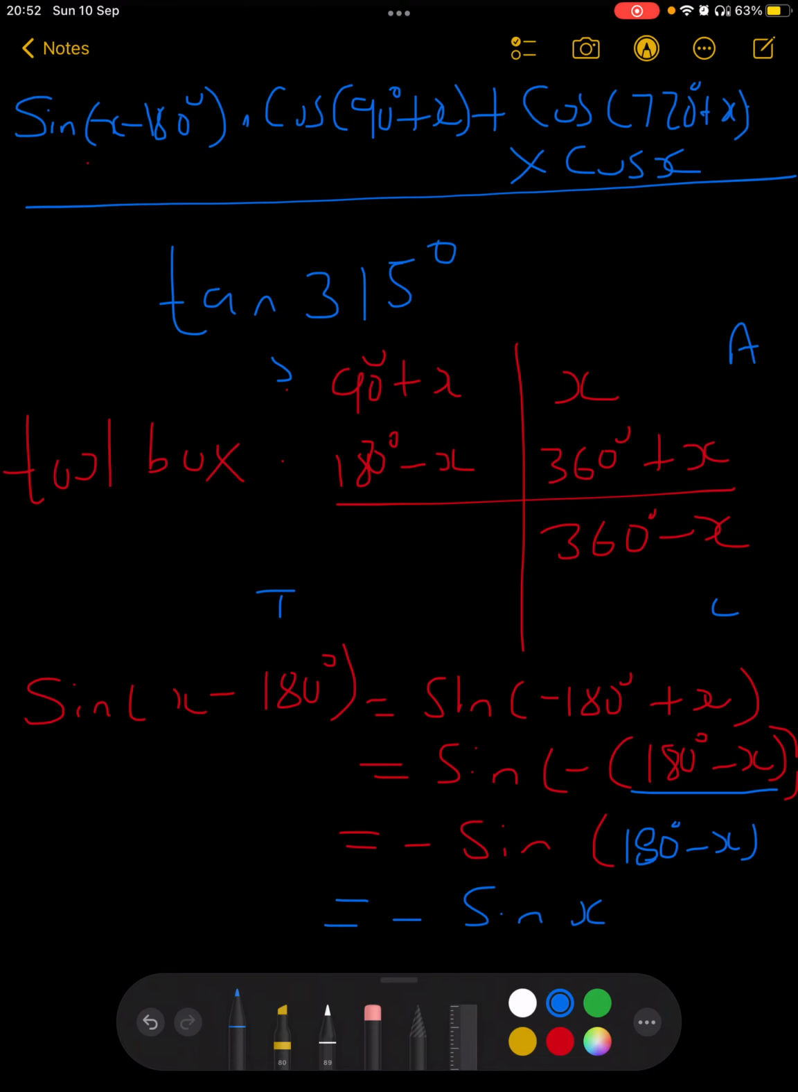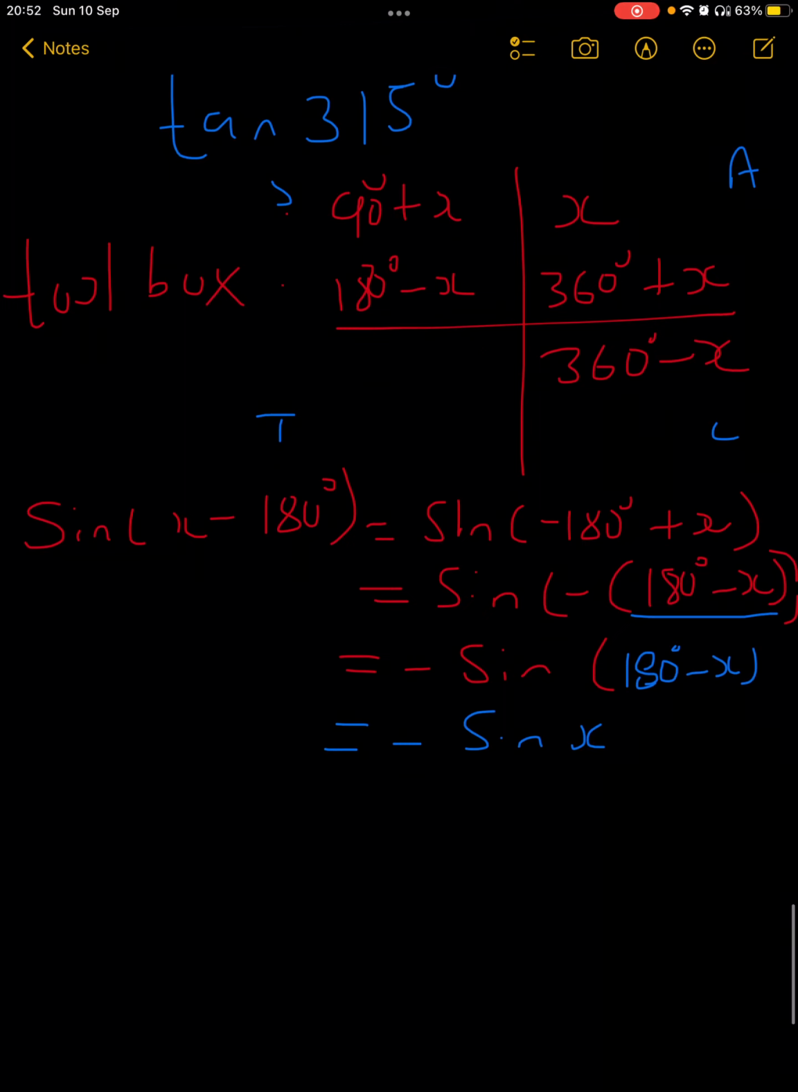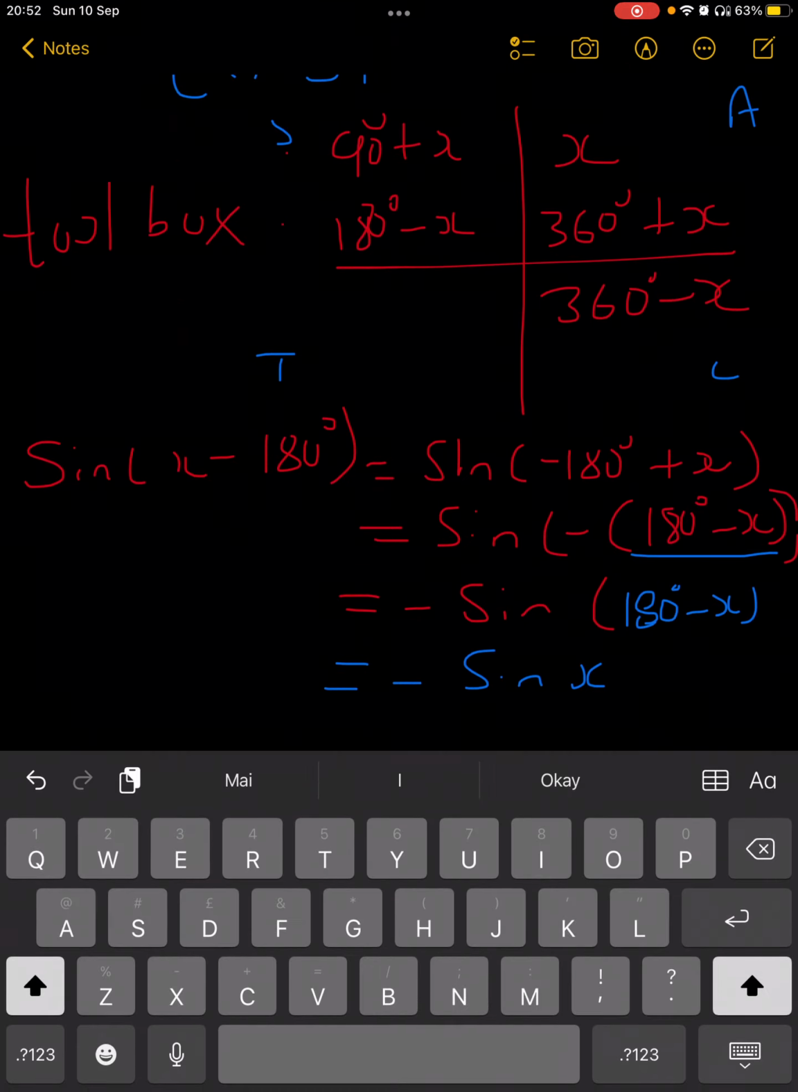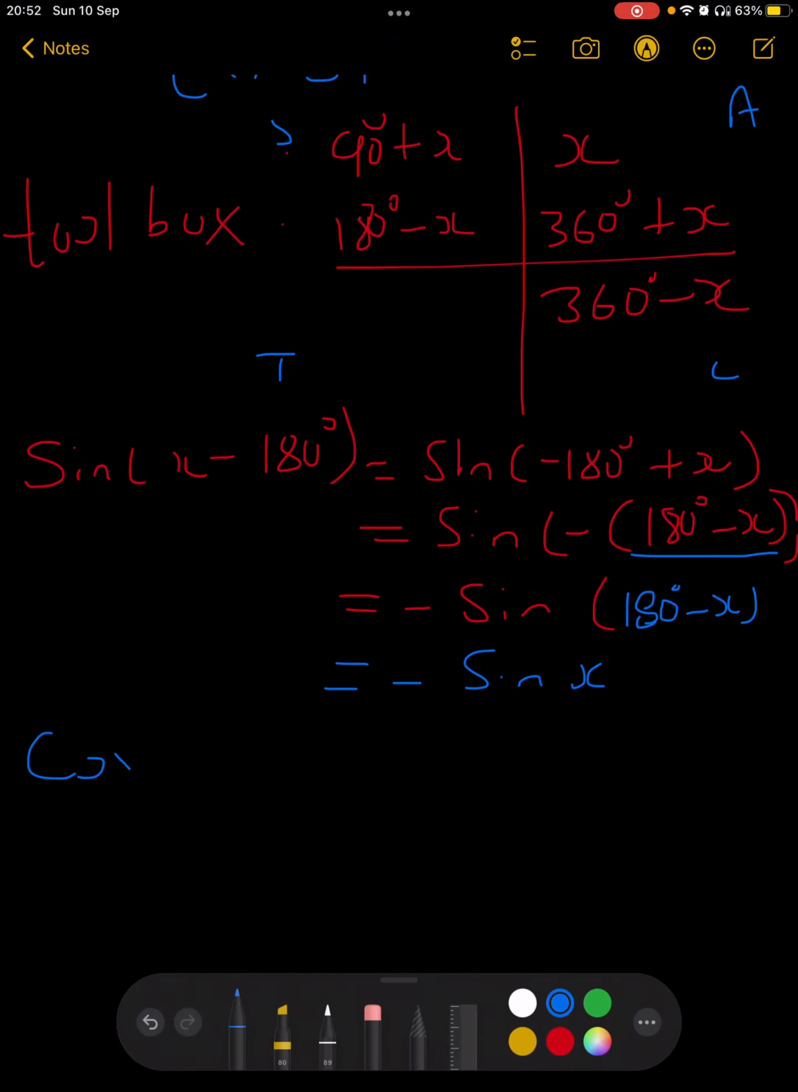Then the second one from the toolbox is cos of 90 plus x. Cos of 90 plus x is a cofunction. The cofunction of cos is of course sine. Now what is the sign for cos in this quadrant? It is negative, so negative sine x. So we already have two marks, this one and this one, from the question itself.